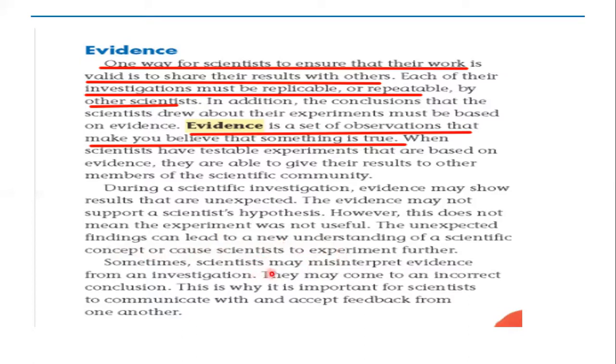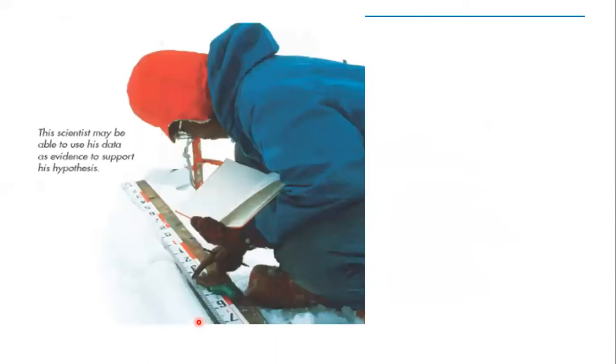Now, scientists may misinterpret evidence from an investigation. They come to an incorrect conclusion. This is why it's important for scientists to communicate their data, to share their experiments with and accept feedback from one another. As you see here in this picture, this scientist may be able to use his data as evidence to support his hypothesis.